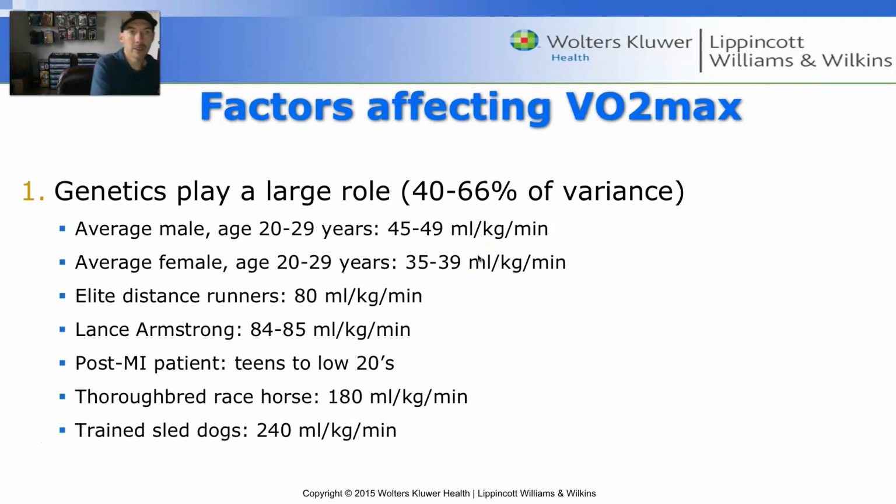So let's talk about some factors that can affect VO2 max. Genetics is a huge influence here, okay? Anywhere from 40 to 66% of your VO2 max is influenced by your genetics, okay? From what I've learned, you get that influence from your maternal side. So your mother contributes the DNA that influences your aerobic capacity, right?